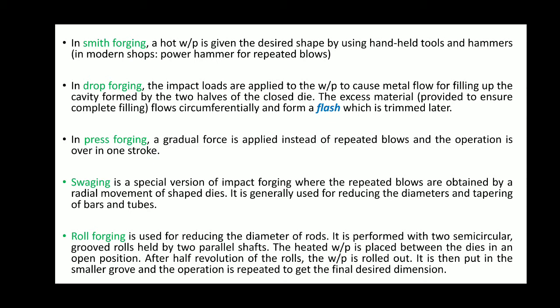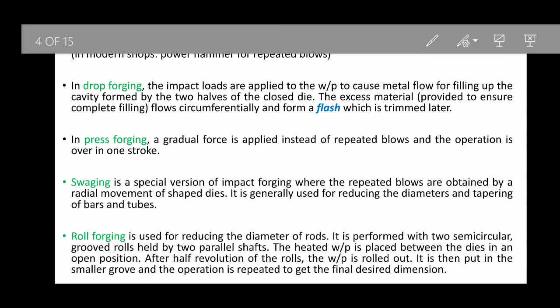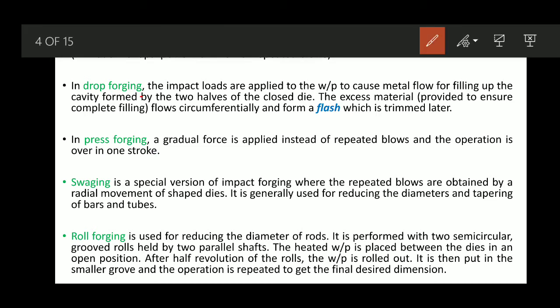Similarly, what is drop forging? In the case of drop forging, impact loads are applied to the workpiece to cause metal flow for filling up the cavity formed by the two halves of the closed dies. We have already discussed this. The two die halves will have in between them the cavity which corresponds to the required shape. Impact loads are applied to the workpiece, and because of this the metal will flow, filling up that particular cavity.